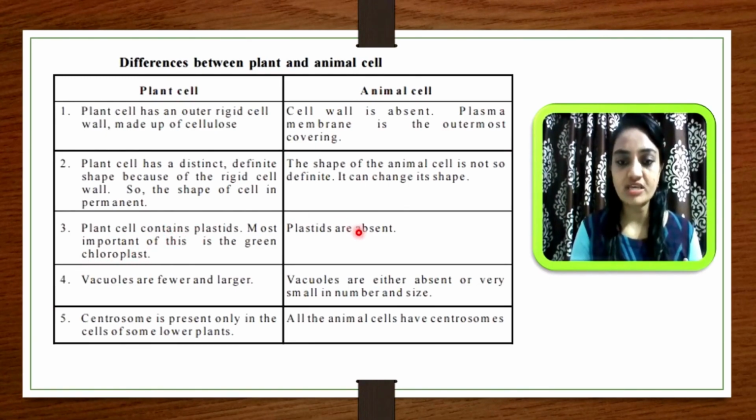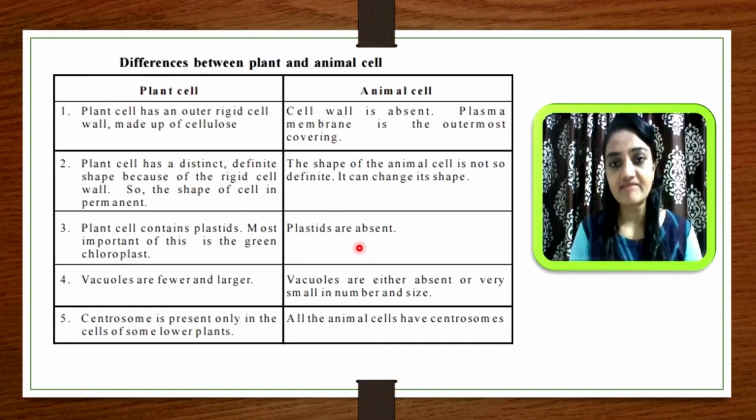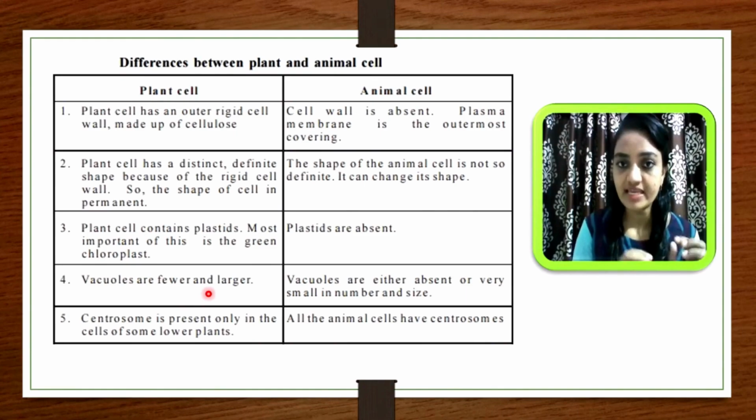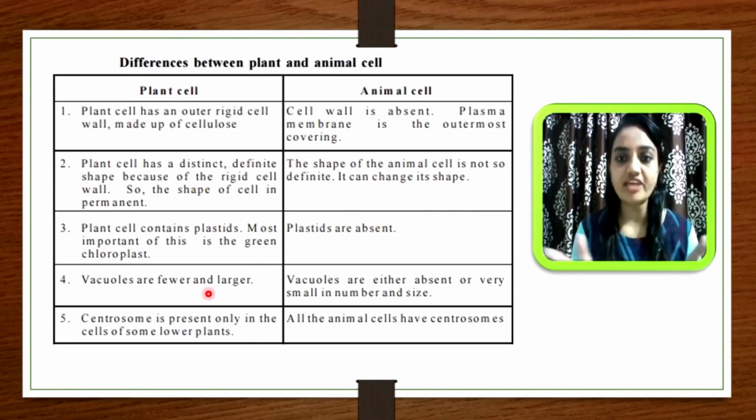So here in the case of animal cells, chloroplasts are not present, or we can say plastids are absent, and that's why we cannot do any photosynthesis. Okay, and the fourth point is that vacuoles are fewer and larger. In this case, the number of vacuoles is very small and the size of the vacuole is very large.